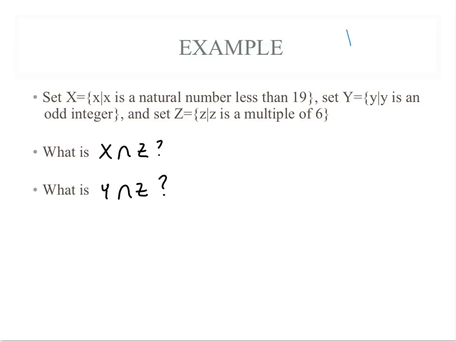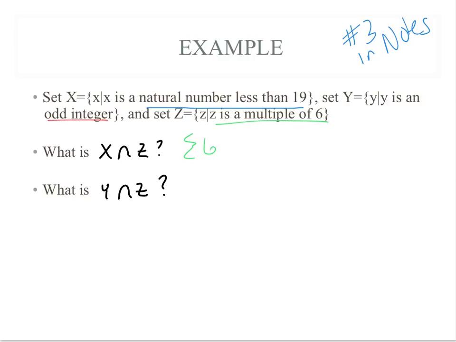This should be minimally the third thing in your notes. And here we have X is the set of natural numbers less than 19. Y is an odd integer. And Z is a multiple of 6. So what is the intersection of X and Z? I'm looking for a multiple of 6 that's also less than 19.